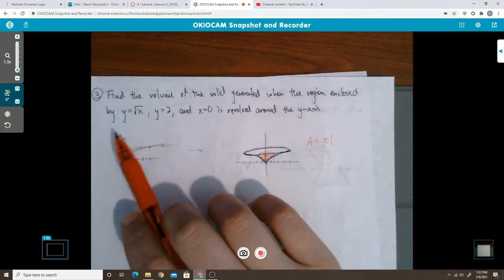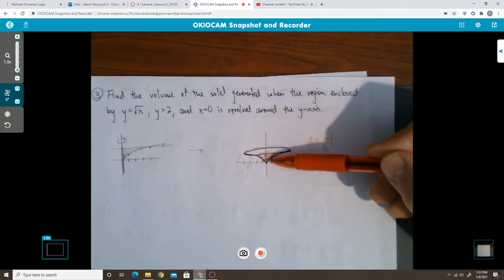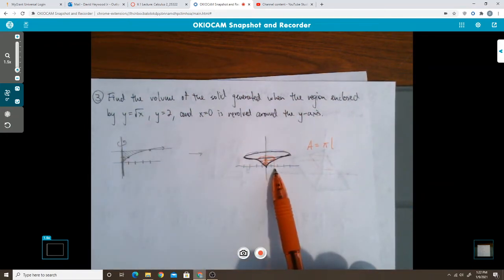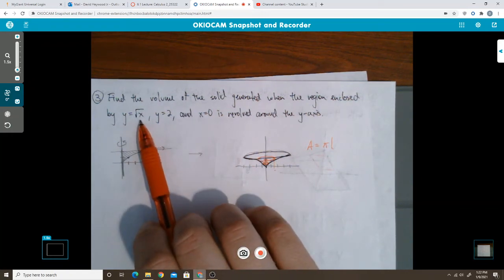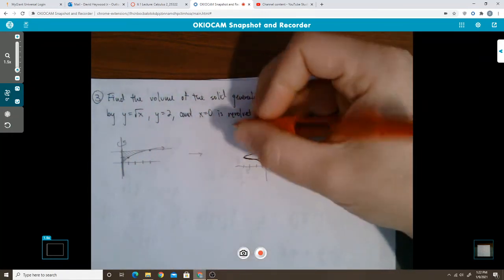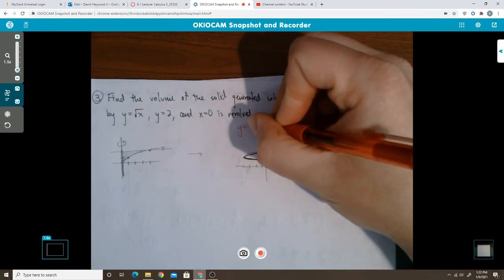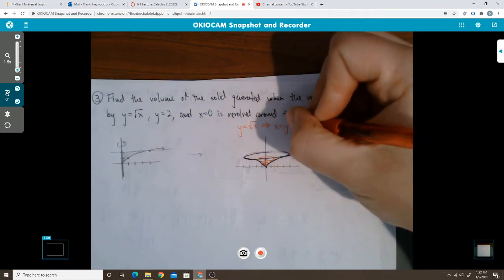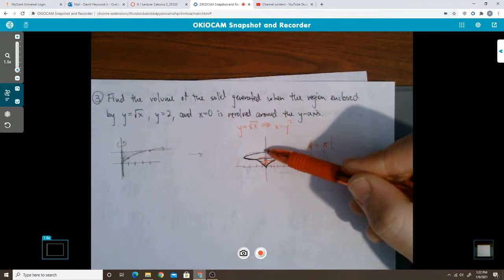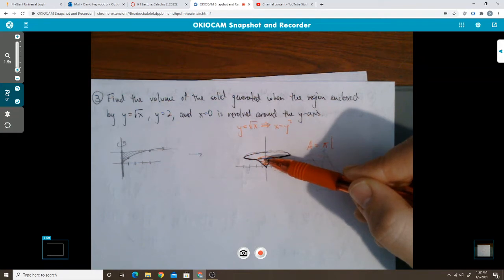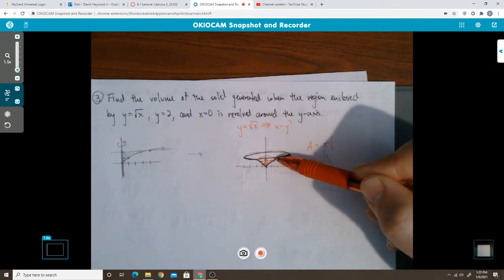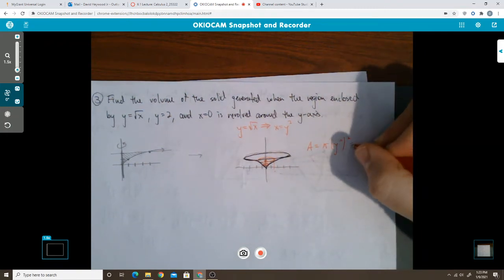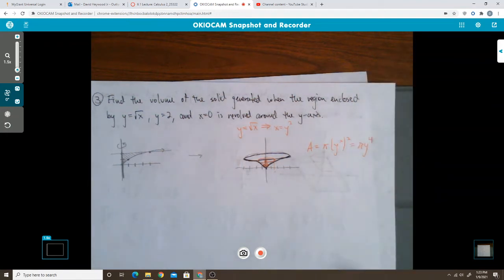But I need that x coordinate in terms of y, since I'm going to be integrating with respect to y. So I don't just want to call it x. I need to take y equals square root of x and solve it for x. So I'm going to get x equals y squared. So for any given y value, the radius is going to be y squared, right? So I'm going to get y squared squared. So the area is pi times y to the 4th power.